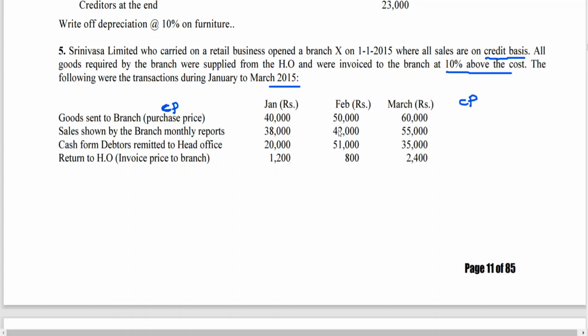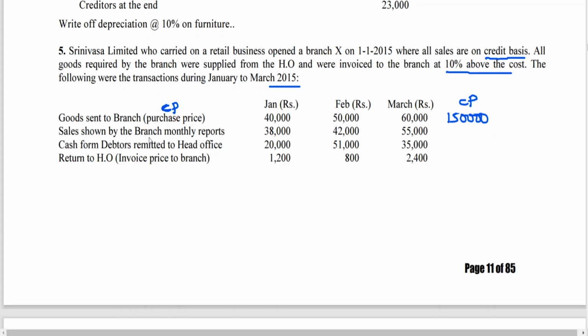For 3 months you should add: 40, 50, 60, it is 1,50,000. Now, when goods are sent to branch at invoice price, this is to be converted to invoice price.